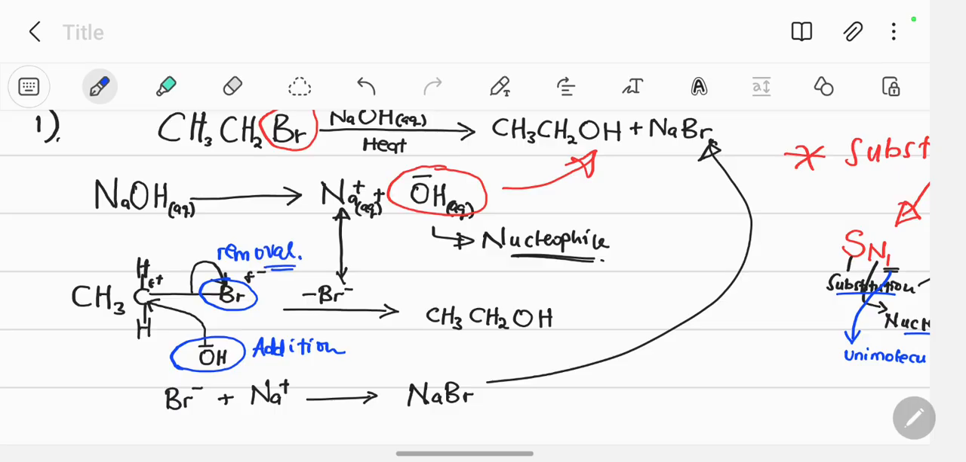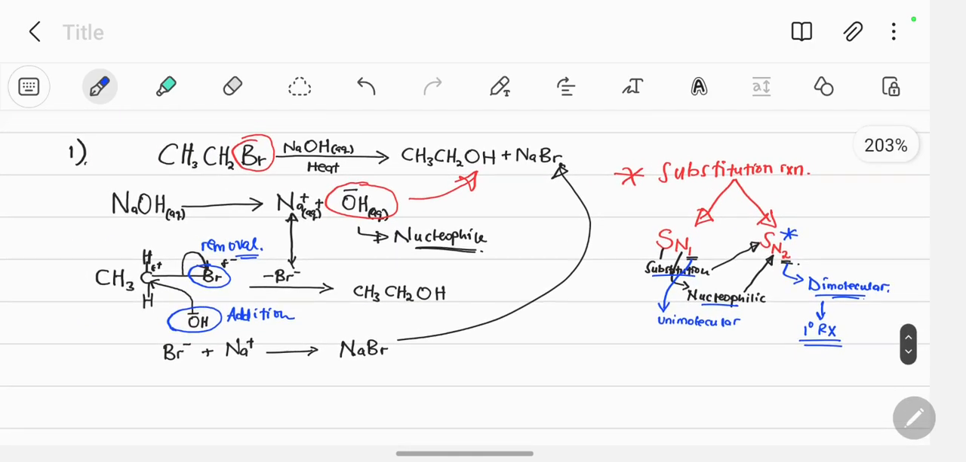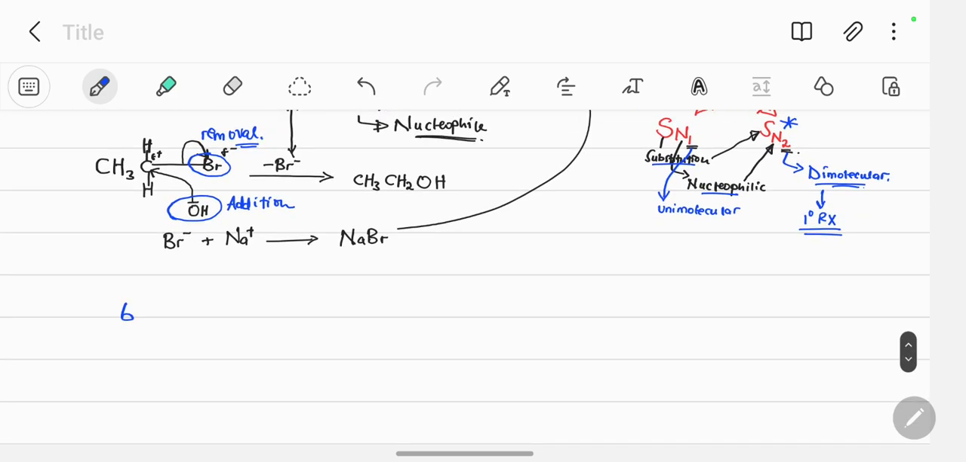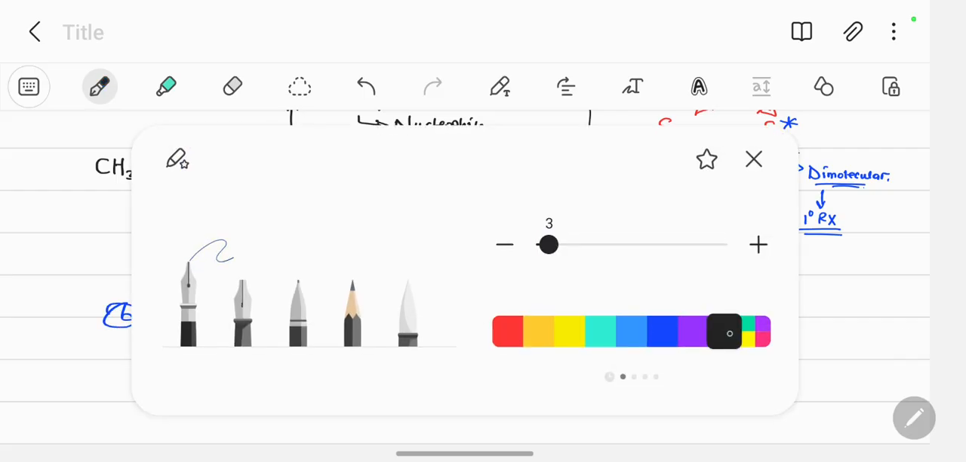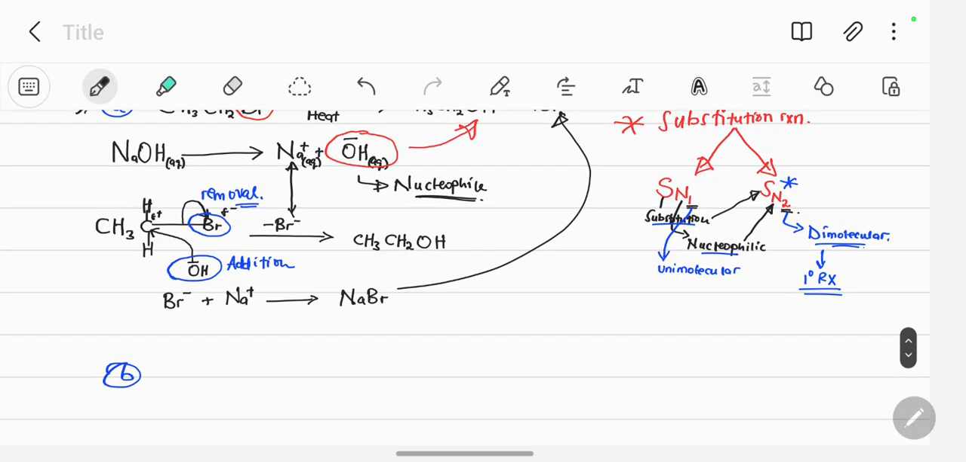So that's why we call it bimolecular nucleophilic substitution. Now, what we know about this one, let me call it my A, is that when you move on to secondary alkyl halides, it's going to be a bit different. How? Let me take an example.